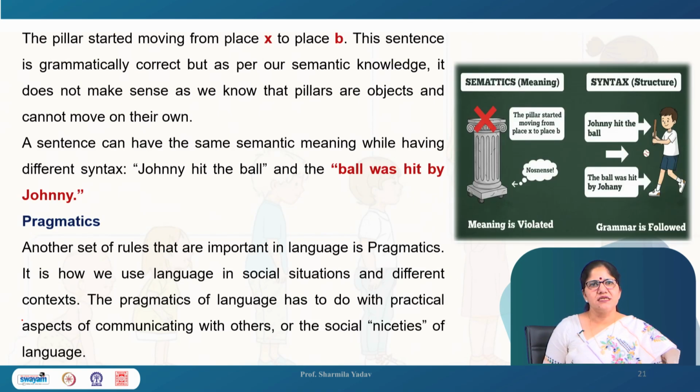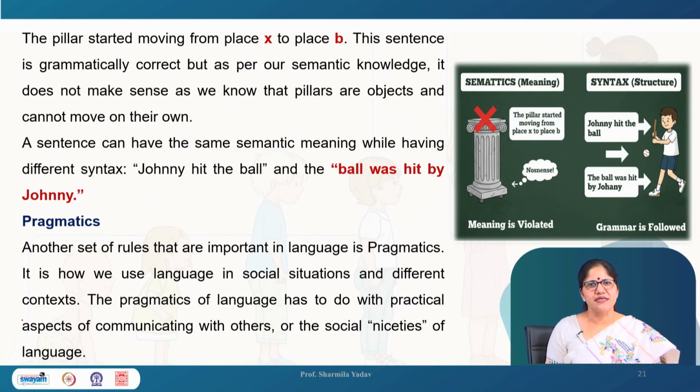The pillar started moving from place X to place B. This sentence is grammatically correct, but as per our semantic knowledge, it does not make sense, as we know that pillars are objects, they are non-living, they don't move from one place to another on their own. A sentence can have the same semantic meaning while having different syntax. Johnny hit the ball and the ball was hit by Johnny. Meanings are same.